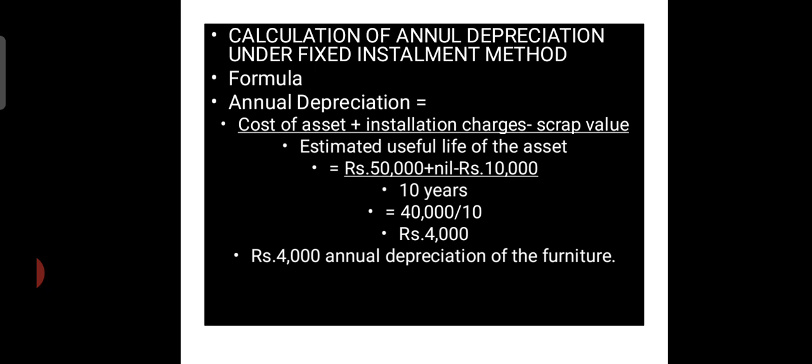Okay students, so what is the formula here? Annual depreciation is equal to cost of asset plus installation charges minus scrap value, divided by estimated useful life of the asset. So after calculating this depreciation amount per annum, next we need to prepare the asset account for 3 years.